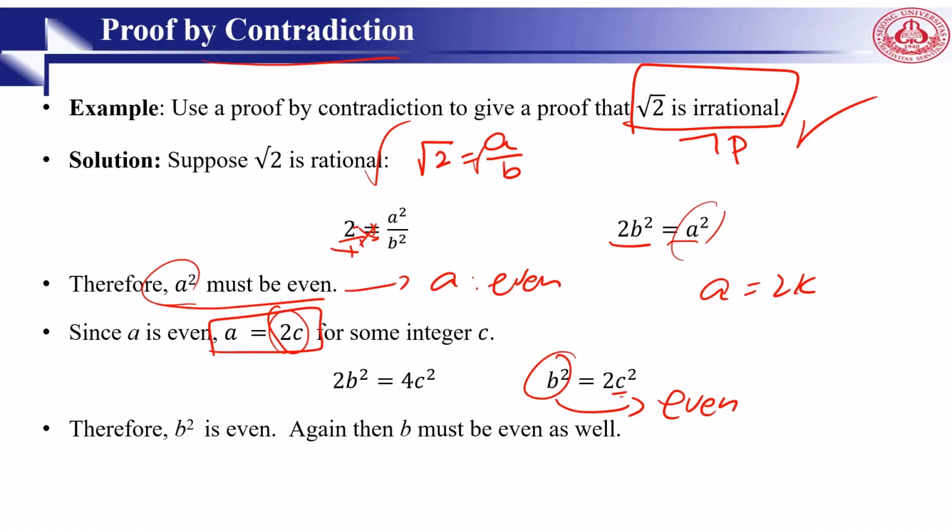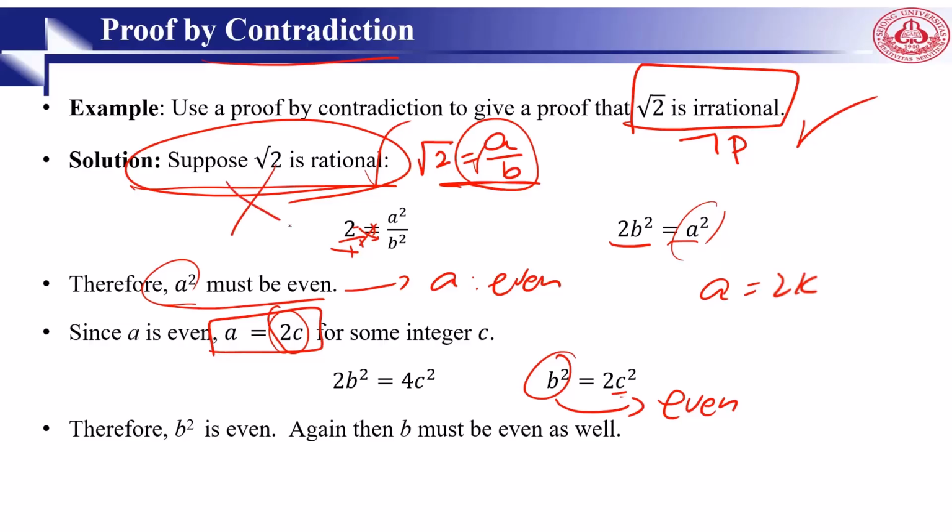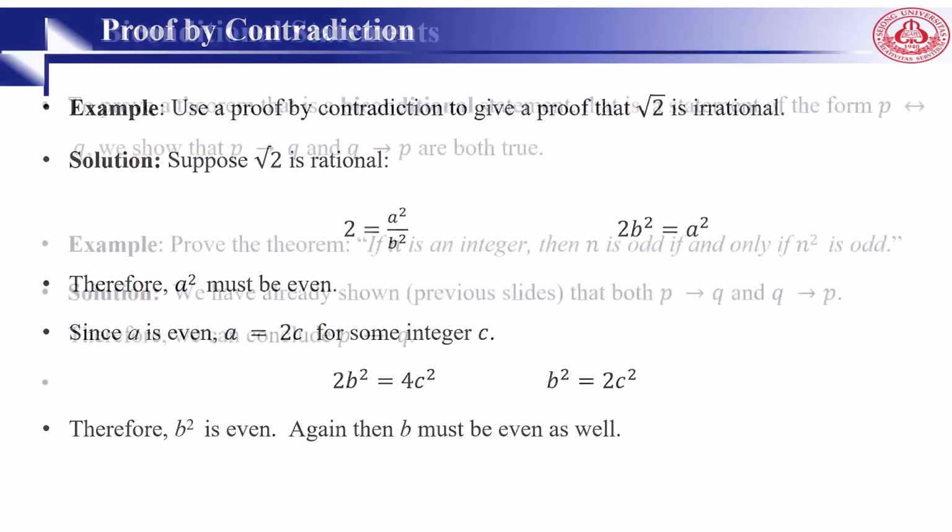But a and b should not both be divisible by 2. This contradicts our assumption that a and b have no common factors. We say they should not have common factors. So a and b should not be divisible by a common factor. It's a contradiction of our assumption that a and b have no common factor. We have proved by contradiction that our initial assumption must be false, and that's why this is false and this is true.